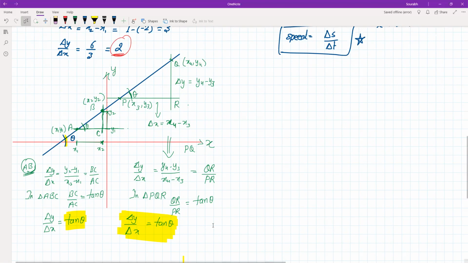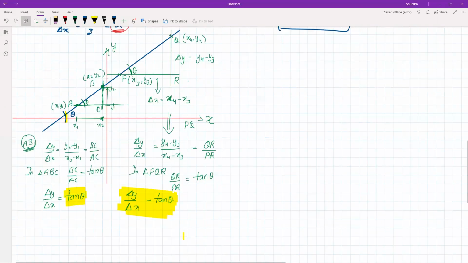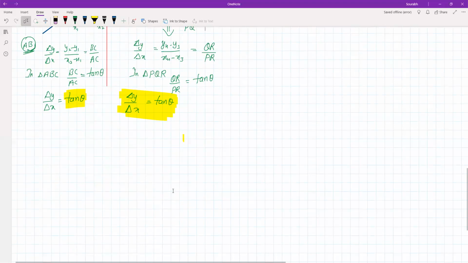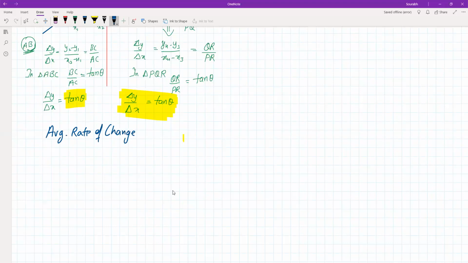Such changes are also called average rate of change, which is delta y divided by delta x, right? Its examples are speed, that is average speed.